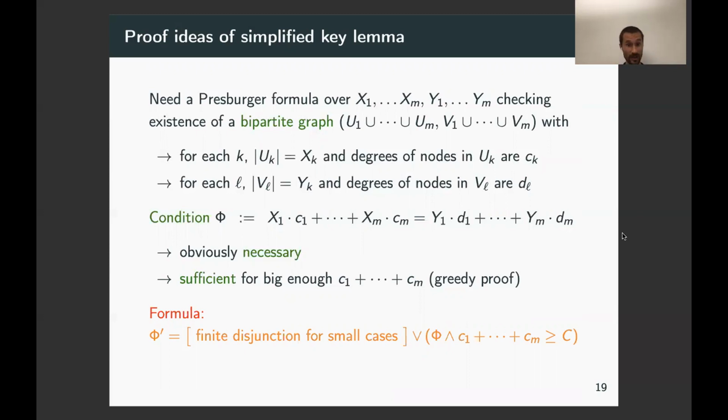Apparently, this condition is necessary, but it's also sufficient provided the sum of C's is big enough, where there exists a constant which bounds when we can guarantee that this is a sufficient condition. So overall, since C is given for us, it's not a variable, we can just list all these cases in some clumsy but finite disjunction of small cases. And the rest of the formula is just saying that this condition holds and the sum is big enough, more than the constant. And the proof that it is a sufficient condition is quite simple.